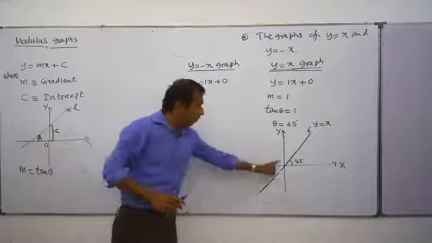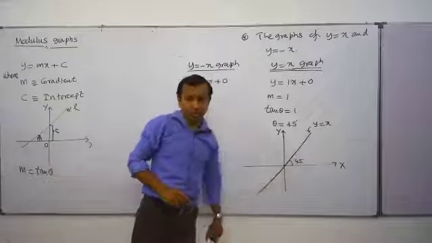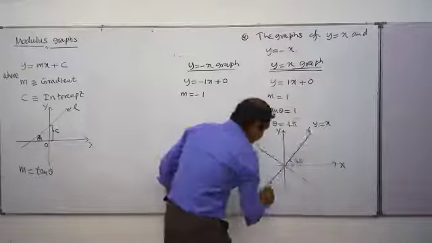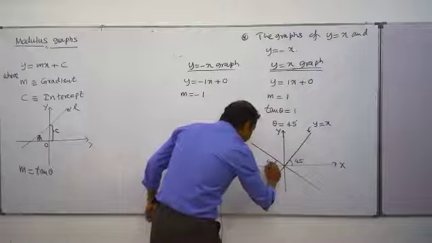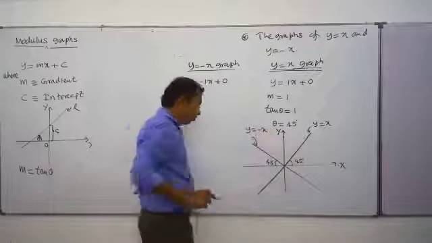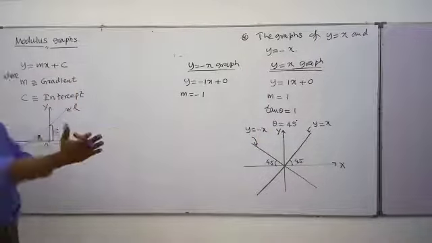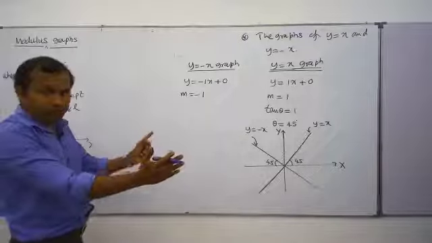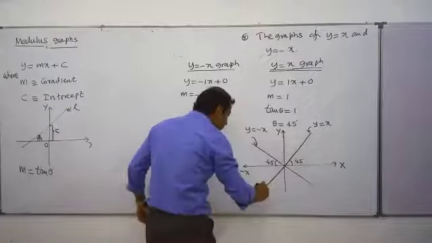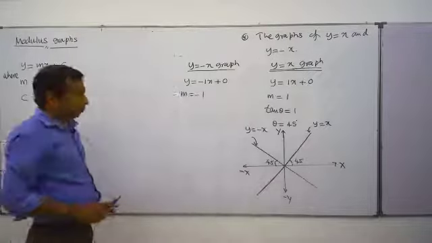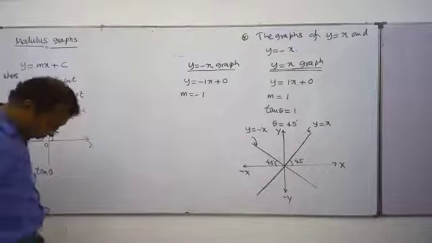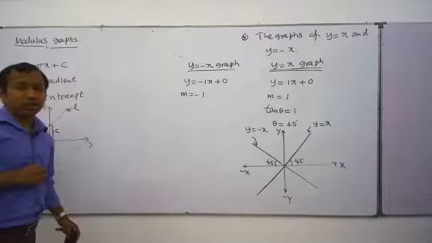Gradient minus 1 means the same angle 45 should be made on the left hand side with the x-axis, this way. This is 45 now. Then y equals x makes 45 on the right hand side of the x-axis. Y equals minus x makes the same angle 45 on the left hand side of the x-axis. Now we'll see how to draw the y equals mod x graph using this.